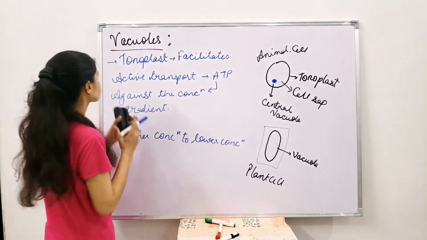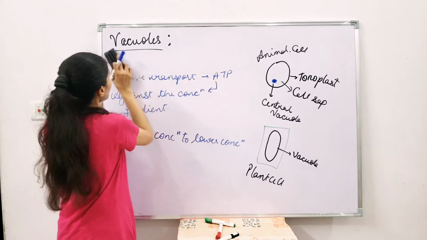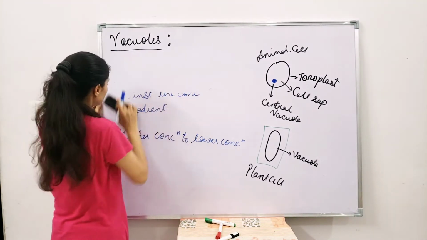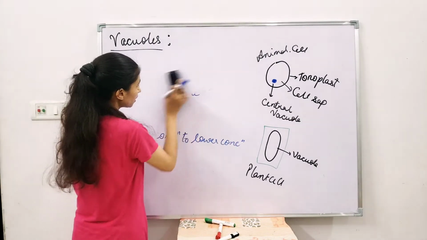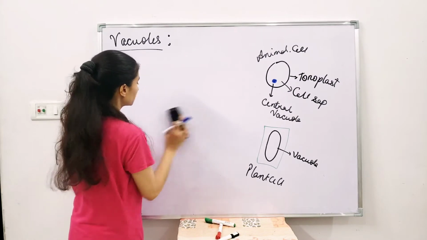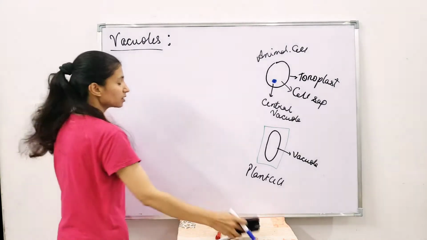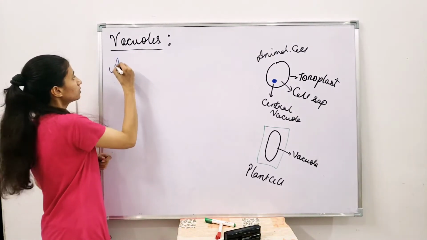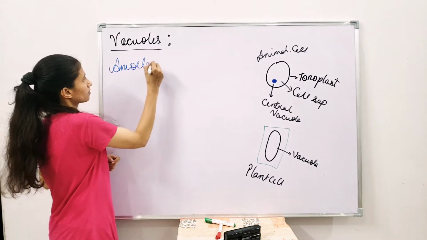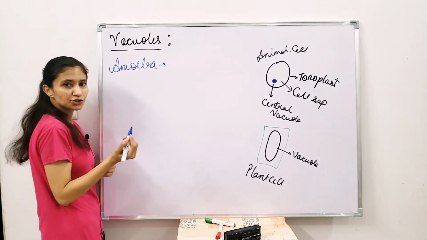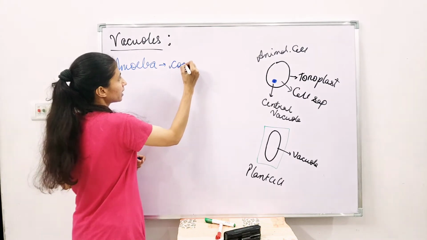Now moving ahead. Other than these vacuoles in the animal and the plant cell, there are two other types of vacuoles. One is in the amoeba. This amoeba contains a contractile vacuole.